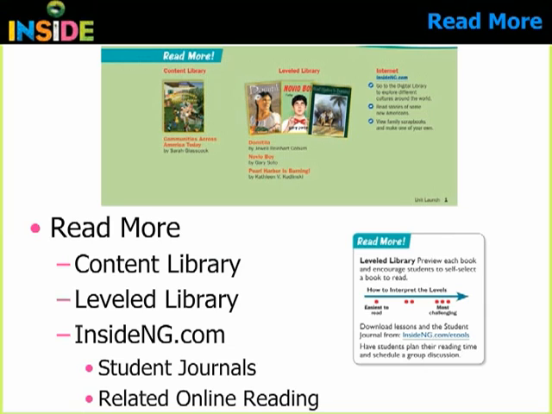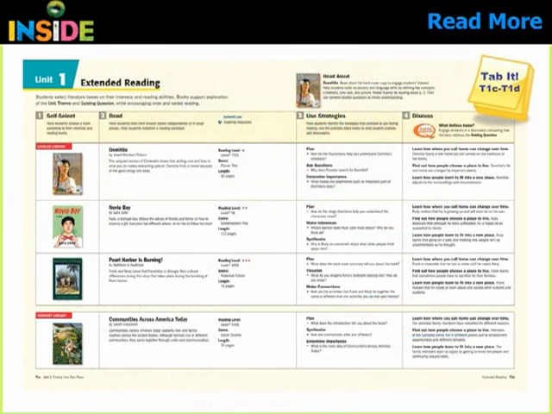And don't forget that there are student journals that students can download on their own on the Inside Learning website, as well as the teacher's guides for each book that are available on the Inside Teaching website. The Inside Learning site also provides some additional online reading that relates directly to the unit theme and guiding question.